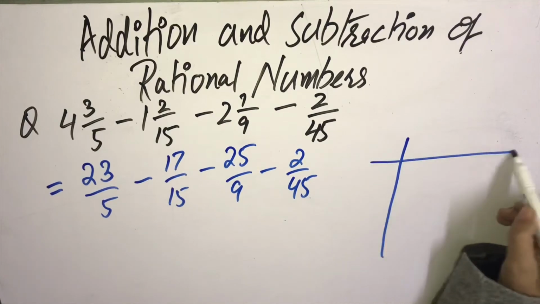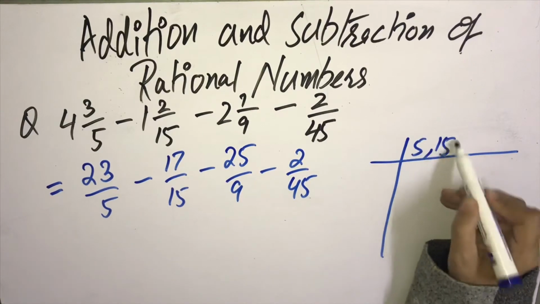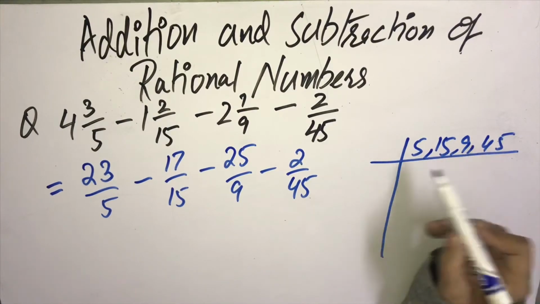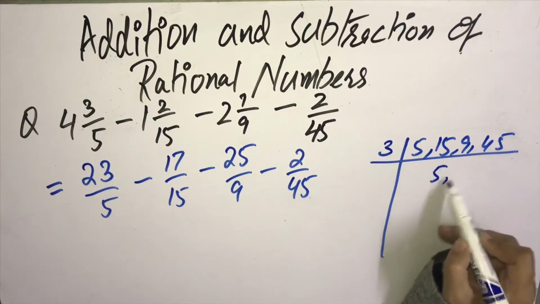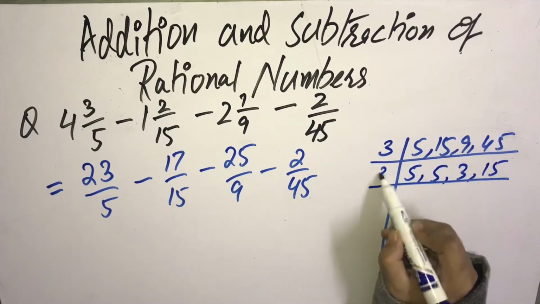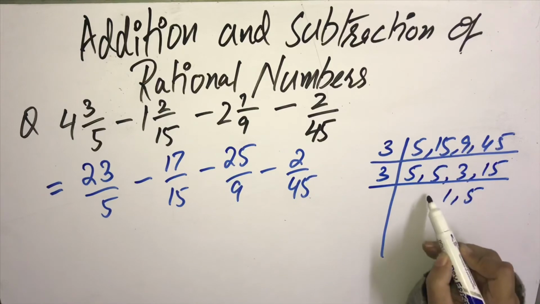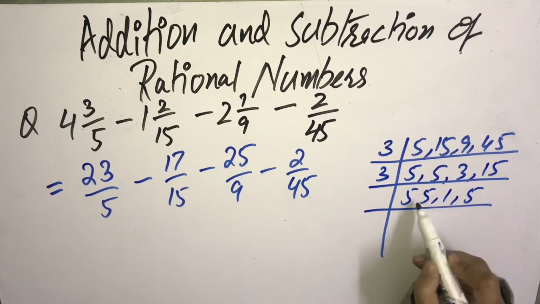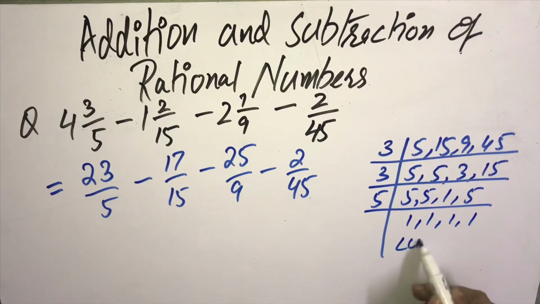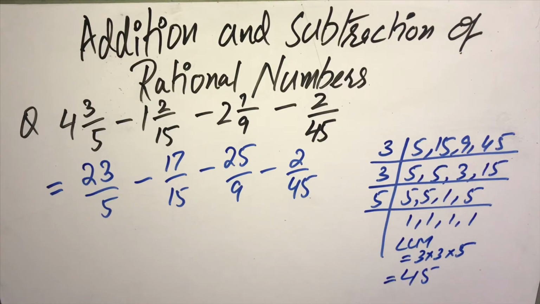Second step is the LCM of all the denominators. We shall start with 2. There is no even number. We shall start with 3. Then we shall stay on 3 until we have no divisor with 3. Now we shall go with 5. The LCM is 45. We shall make all the denominators equal to 45.